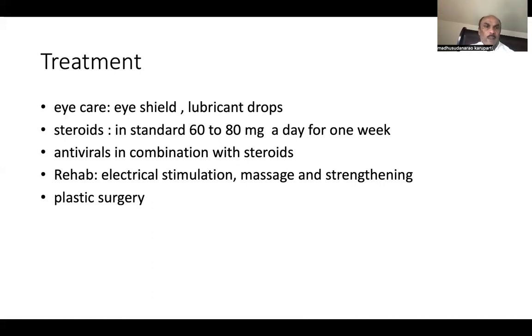Steroids are regularly administered, and patients are given the combination of steroids and antiviral drugs in severe forms of Bell's palsy; there is definitely improvement with regard to recovery. Rehabilitation is mandatory even in the early stages. You can institute massage and electrical stimulation, passive exercises, not active exercises in the initial stages. Once the patient shows some degree of recovery, you can continue massage therapy and proceed with the active strengthening exercises. In certain cases when there is no adequate response, plastic surgery is indicated.